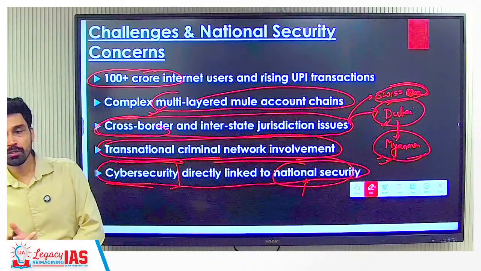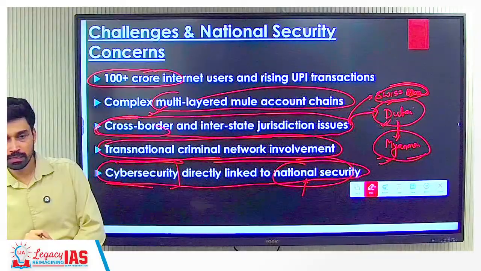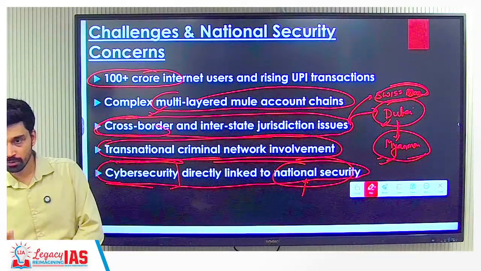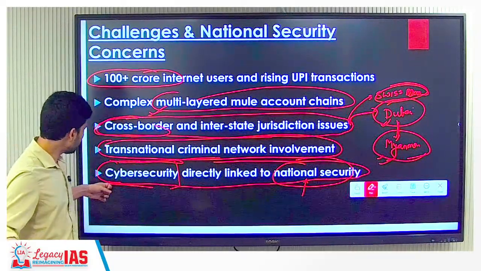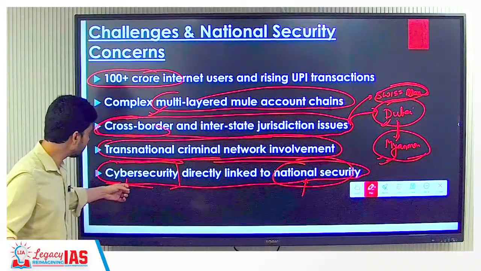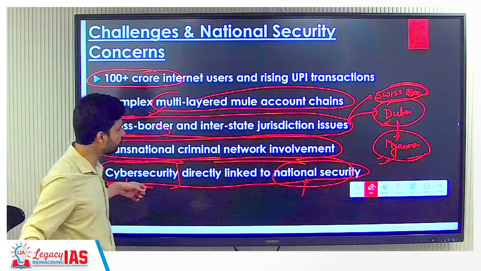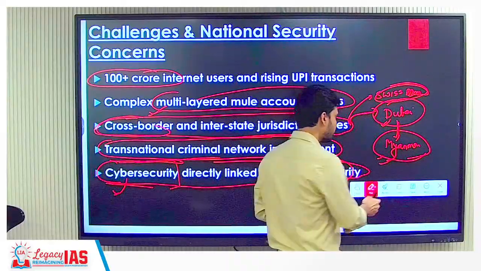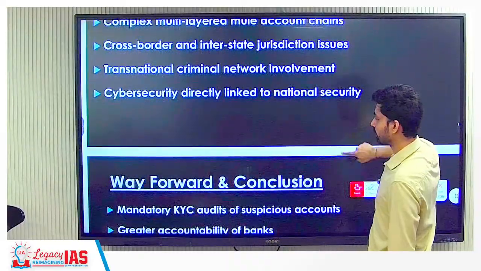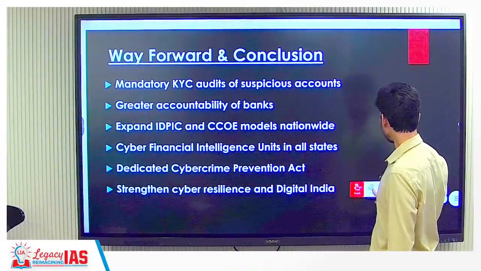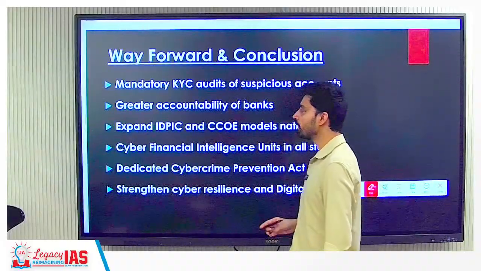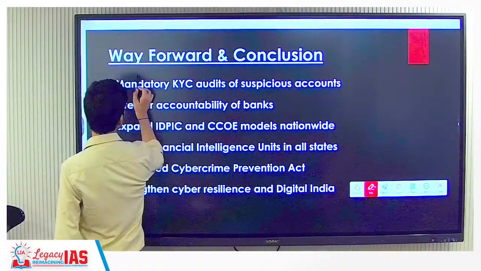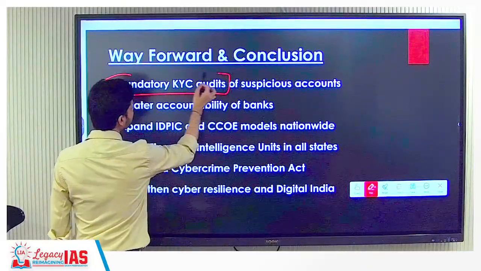The same money is being used for funding Naxalism, the same money is being used for funding terrorism, organized crime and all that. So that's why if you are able to strictly control cyber security or cyber threat, the national security threat would also vanish gradually. So the way forward is how to ensure that mule accounts are not used by these black money launderers. What do we have to do?